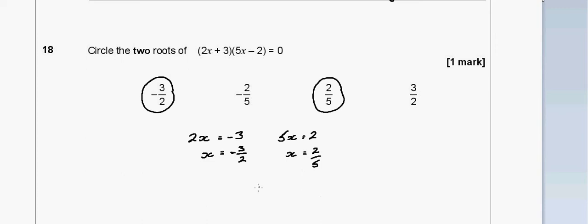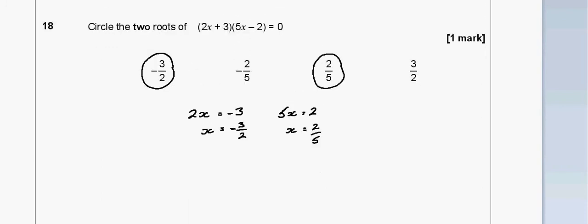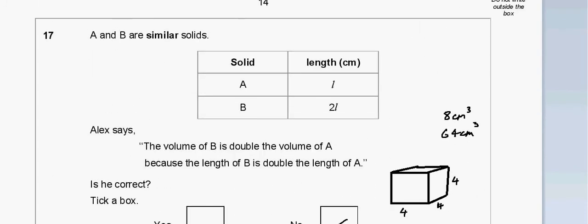Okay, so if you're a bit unsure about this 5x equals 2, then you just bring this number and put it underneath. Okay, because this was 5 times x, so the 5 becomes divide on the other side. This was 2x, so the 2 becomes divide on the other side. Okay, so again, a nice easy mark. So I'll pause again.